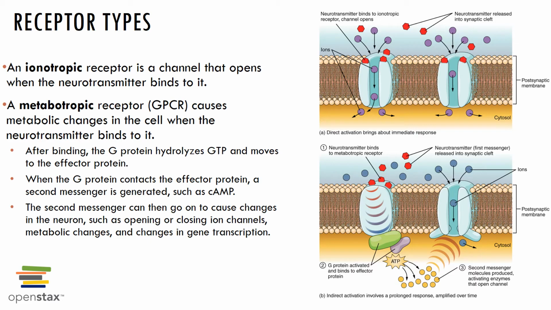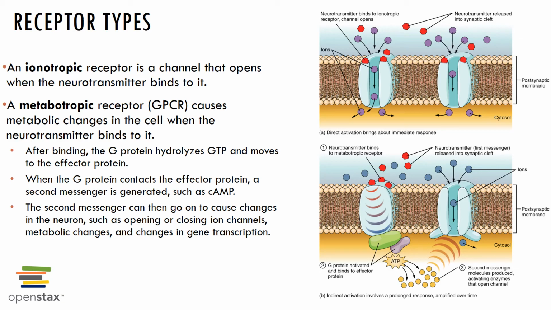Now, there are several different receptor types, two of which are noted here. An ionotropic receptor is a channel that opens when the neurotransmitter is bound to it. A metabotropic receptor causes metabolic changes in the cell when the neurotransmitter is bound to it. So in this case, after binding, a G protein, which is associated with the receptor, hydrolyzes GTP, guanosine triphosphate, and moves to the effector protein.